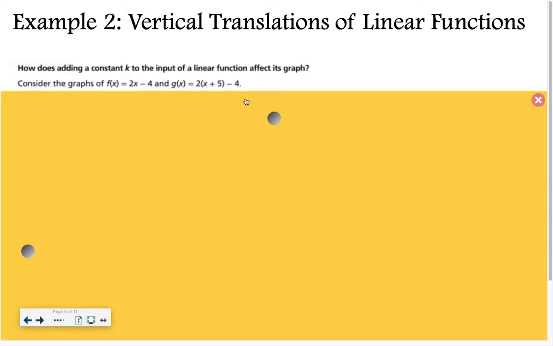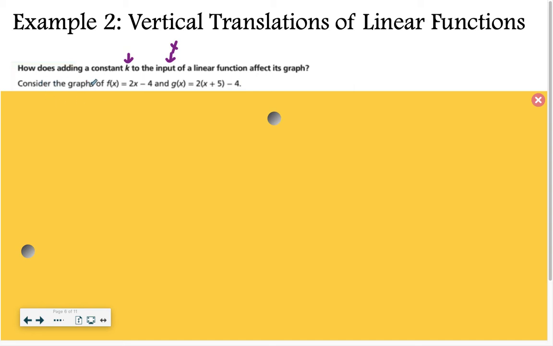So how does adding a constant? Usually when we talk about constants, we use the variable k. So that's something good for you to note. Whenever you see k, we're typically talking about a constant. How does adding a constant k to the input, remember input is x, of a linear function affect its graph?